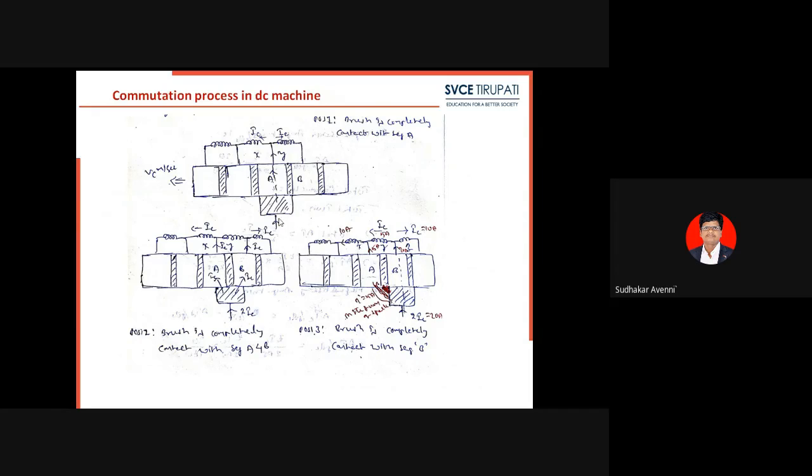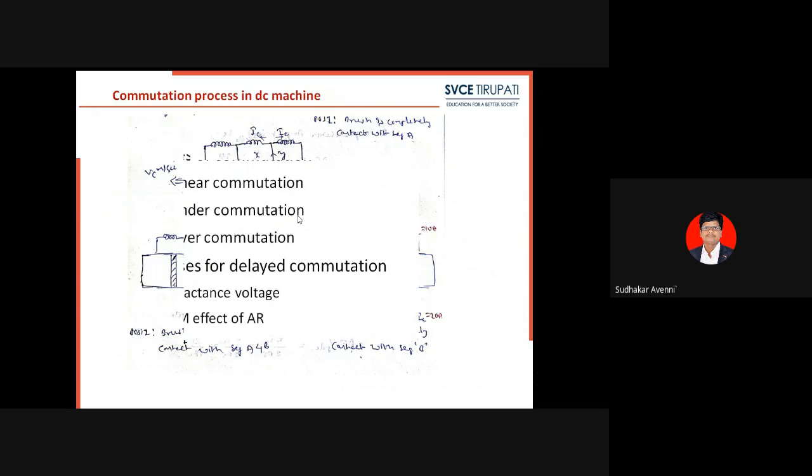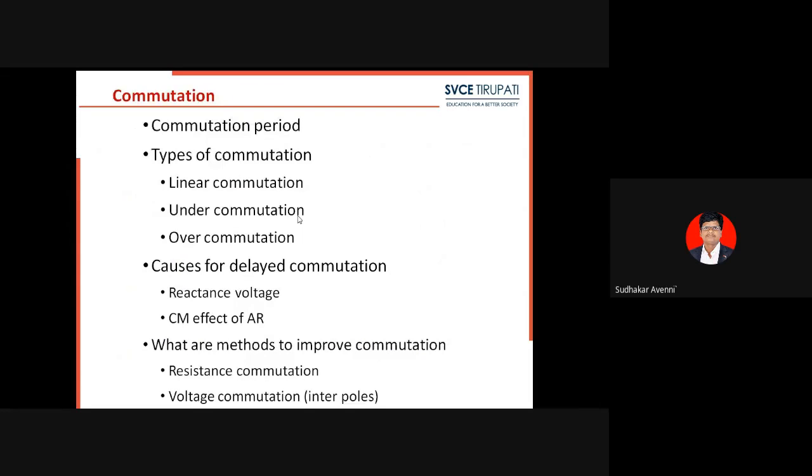See here, generally the commutation process is delayed because of the cross magnetization effect. Here there are some points regarding this commutation process. One is the commutation period. What is meant by the commutation period? It is the time required for the commutator to advance a distance of one commutator segment.